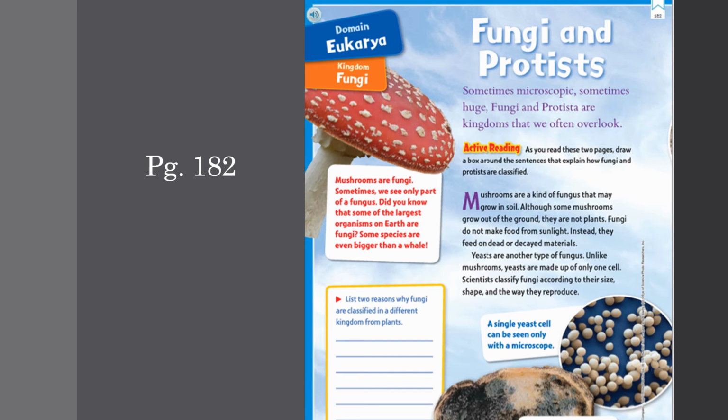So of course I want you to read page 182 and to highlight these important facts. Here we have a picture about the mushroom. Mushrooms are fungi. And of course we have a picture of the single-celled yeast that can only be seen with a microscope, and we can also see mold growing on the bread. And they're just talking about everything I just told you about the fungi, that they do not make their own food. They feed on dead or decayed material. Yeast is another type of fungi, but unlike mushrooms, it's made up of one cell.